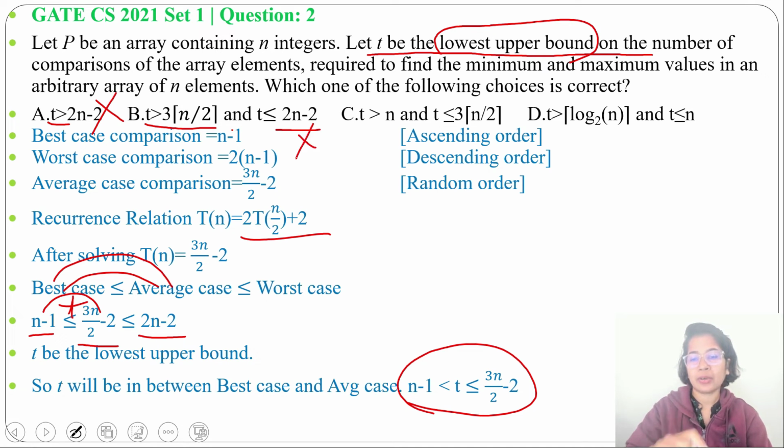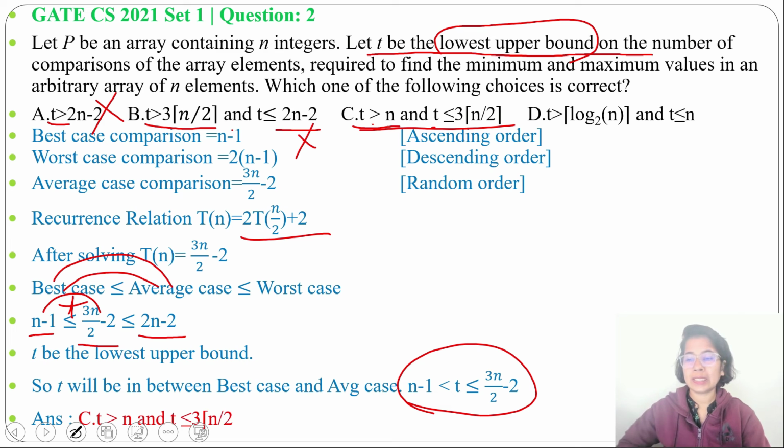So this is wrong. Next option C, T greater than n and T is less than or equal to 3n divided by 2. Yes, this is correct. T value is greater than n and T is less than or equal to 3n/2, its upper limit. So the answer will be option C.